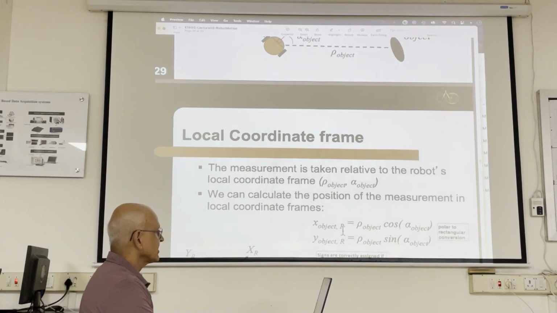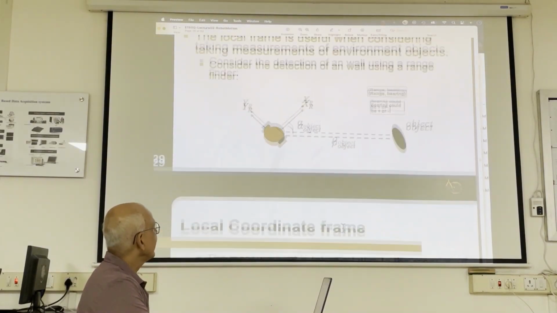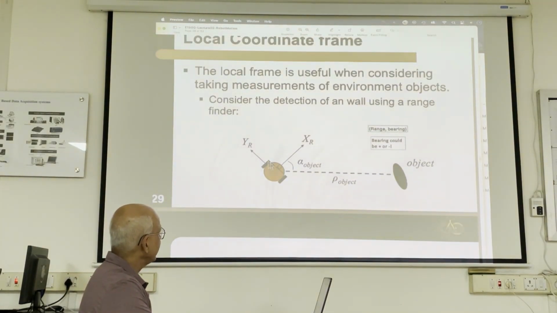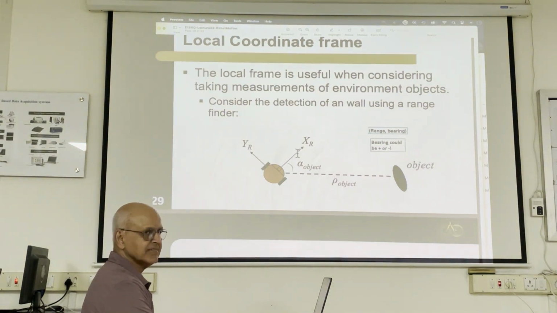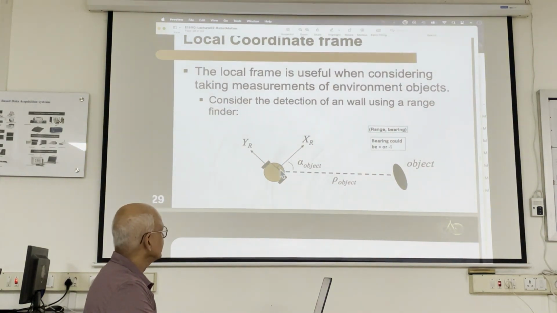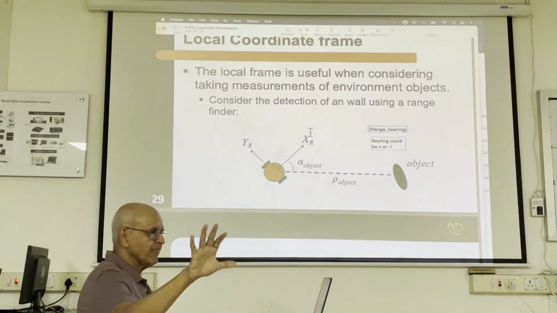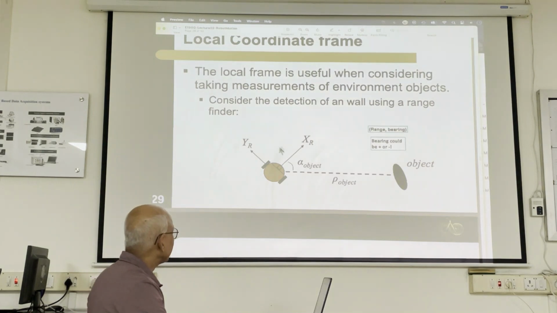And then, you understand this, right? Trigonometry. How do I project this to the axis? Rho object times, what is the heading angle? You remember the heading angle? It is the angle made by the nose of the robot with respect to the x axis, right? But we're not concerned about that right now. We're just projecting it onto XR, YR.